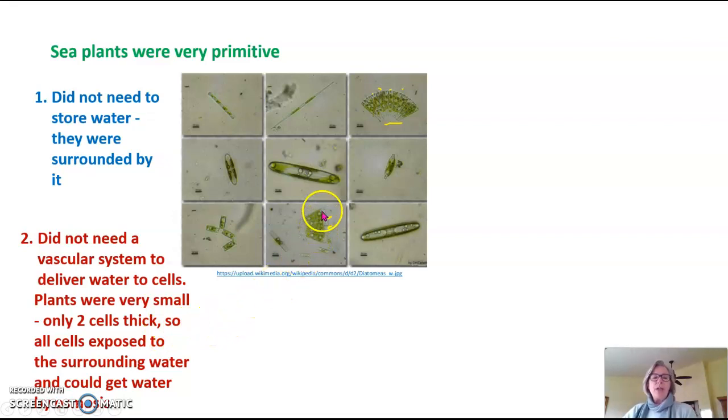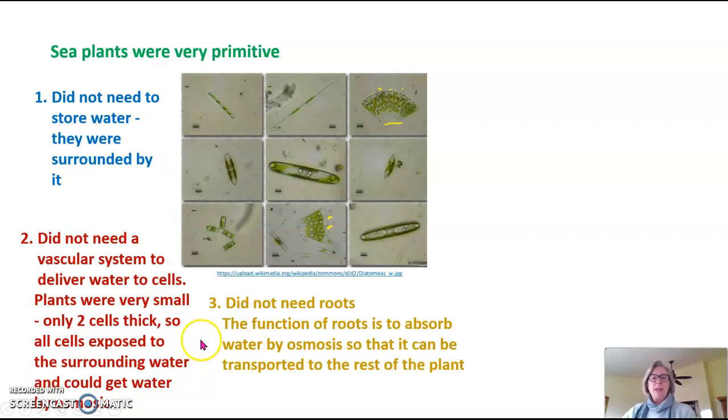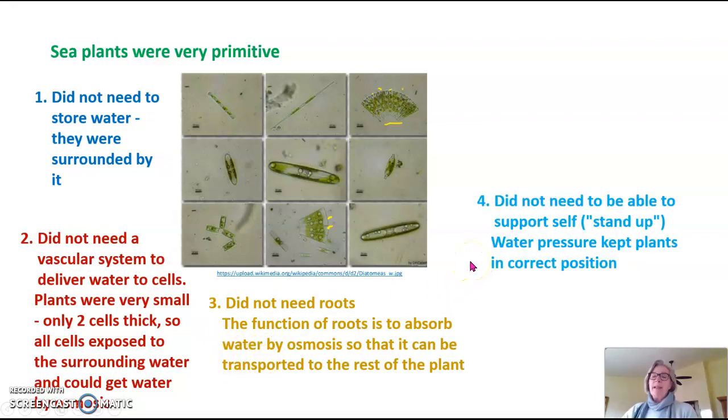So even in a multicellular prehistoric plant, at least one side was exposed to water, so they could get water by osmosis directly through their cell membrane. These plants also didn't need roots. The function of roots is to absorb water by osmosis from the ground so that it can be transported to the rest of the plant. And of course, these plants were surrounded by water. These plants didn't need to be able to support themselves or stand up. The water pressure in the aquatic environment kept the plants in the correct structure and position. Finally, the male gamete had to swim to the female gamete.